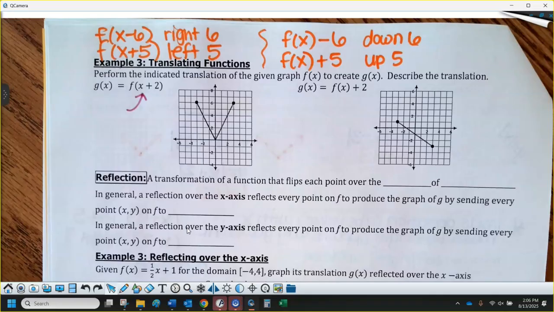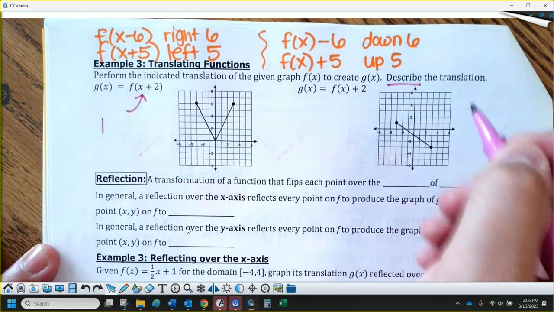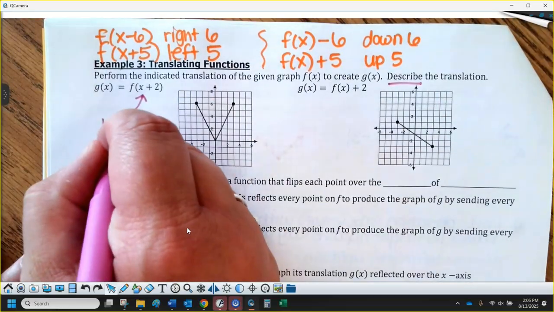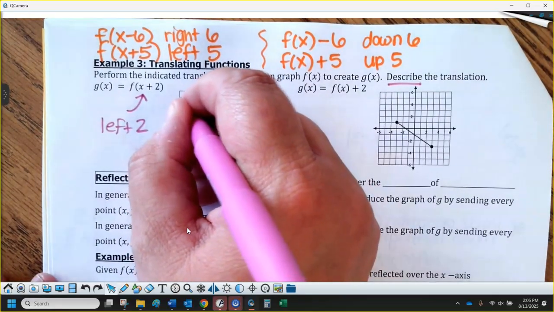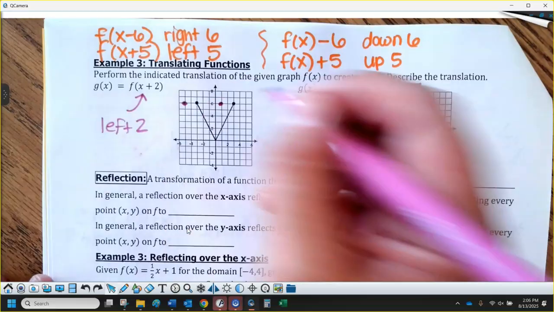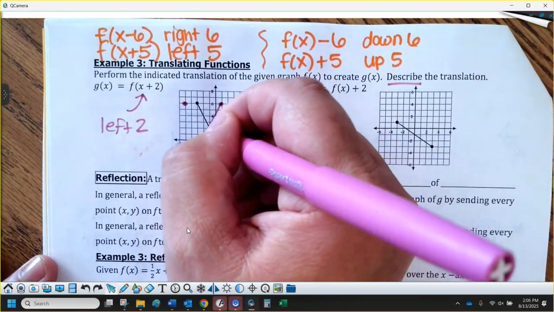What do you think? Left 2. Yes. Okay, now, if any of the questions say describe, this is all I mean, is for you to write left 2. Okay? If you want to write left 2 units, please. I'm just going to write left 2 because I'm lazy. So literally, just grab any point you can, just scooch it over 2 spots, and I'm going to play connect the dots.